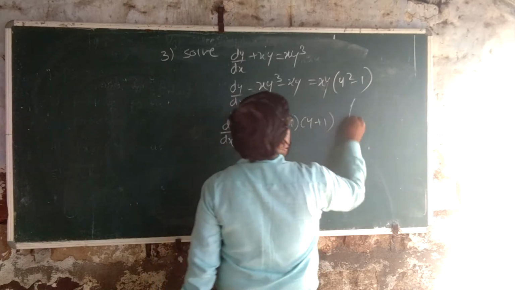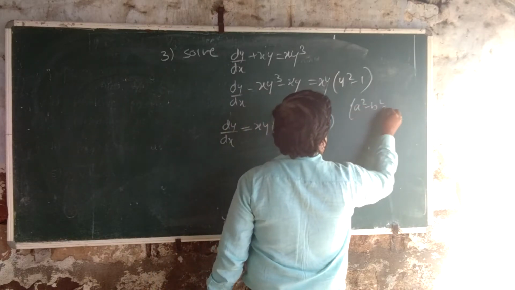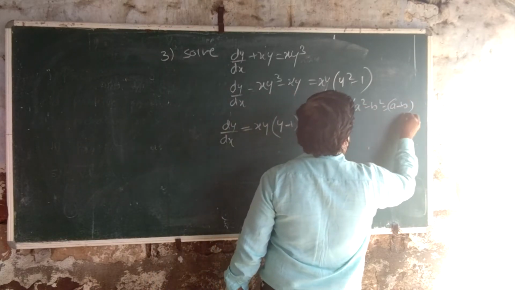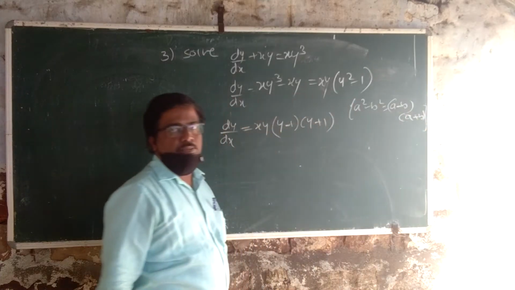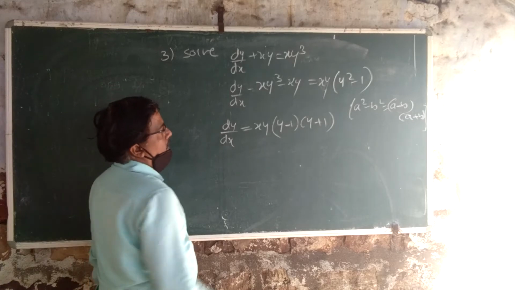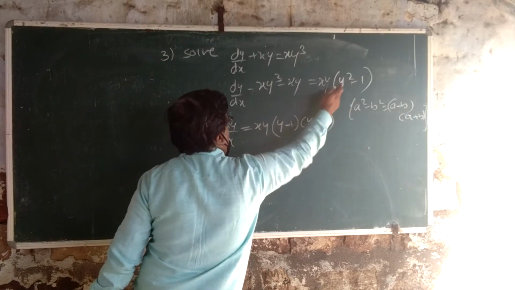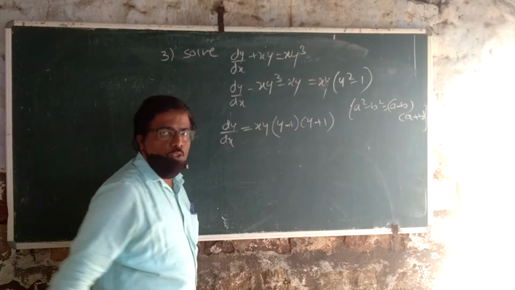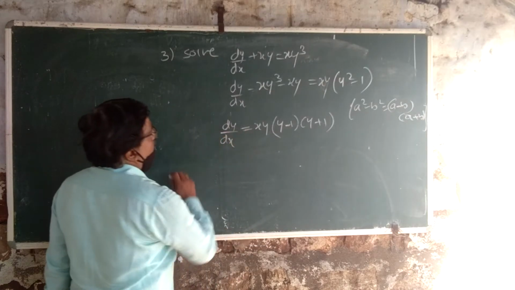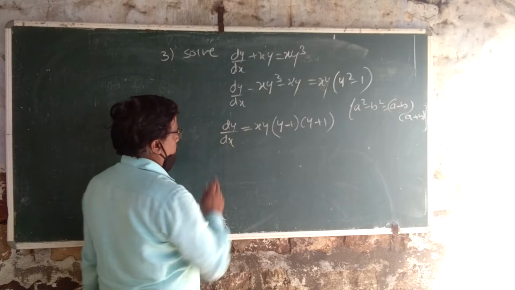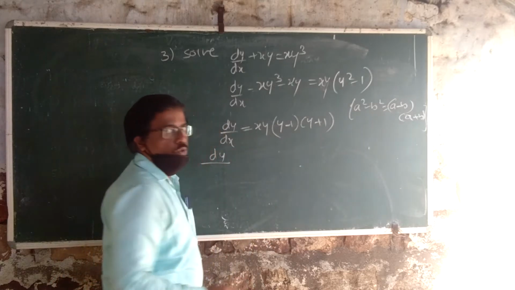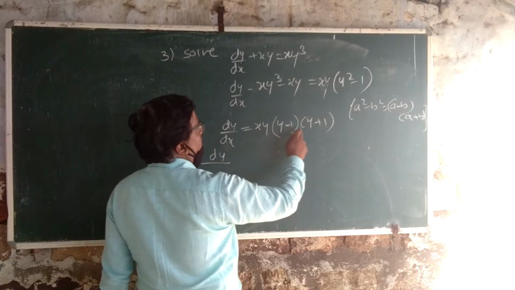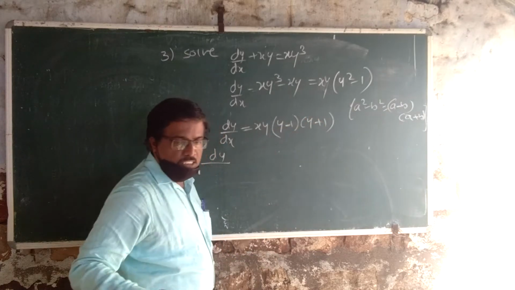Why? Because you know that a square minus b square can be written as a minus b into a plus b. So using that we write y square minus 1 as y minus 1 into y plus 1. Now collect y dy terms on one side, dividing throughout by xy into y minus 1 into y plus 1.